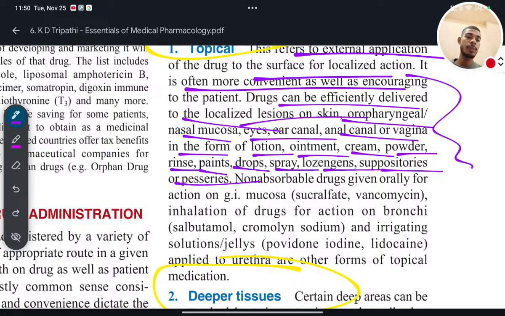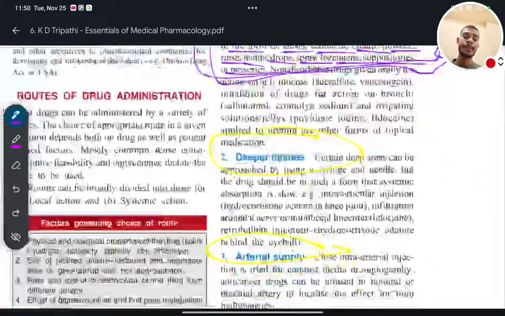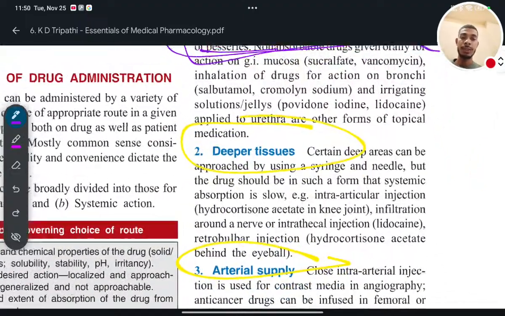So this is the most important point of the whole topic, that is local route of drug administration. You have to remember all these things.